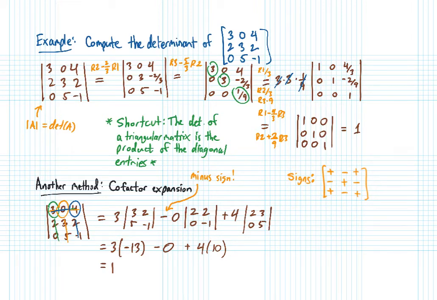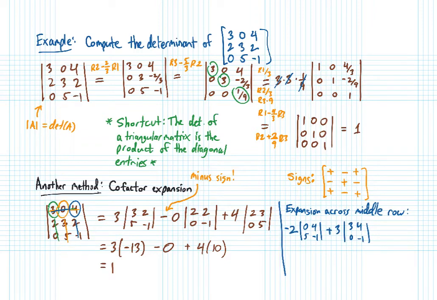So for example, if you were to do a cofactor expansion across the middle row of the matrix, you would have minus 2 times the determinant of 0, 4, 5, minus 1, plus 3 times the determinant of 3, 4, 0, minus 1, and minus 2 times the determinant of 3, 0, 0, 5. And probably you should pause and do these calculations for yourself, but you get minus 20 for the first 2 by 2, you get minus 3 for the second one, and you get 15 for the third one. And so the end result is 40 minus 9 minus 30, which is 1. So you can see that it worked.